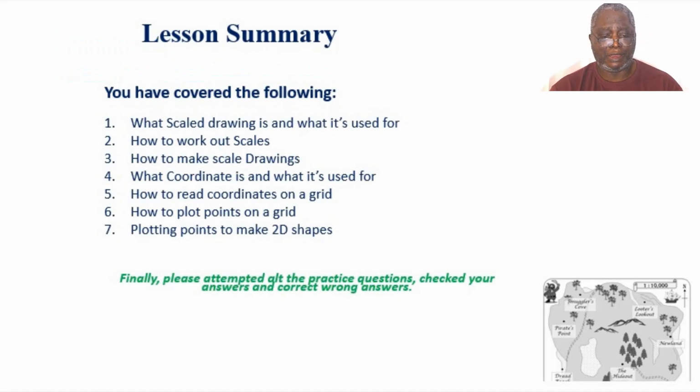So let's look at our lesson summary for what we've learnt. You've covered the following: what scaled drawing is and what it is used for, how to work out scales, how to make scale drawings, what a coordinate is and what it's used for. You've also worked out how to read coordinates on a grid. You've also covered how to plot points on a grid, and you now have learned about plotting points to make 2D shapes.